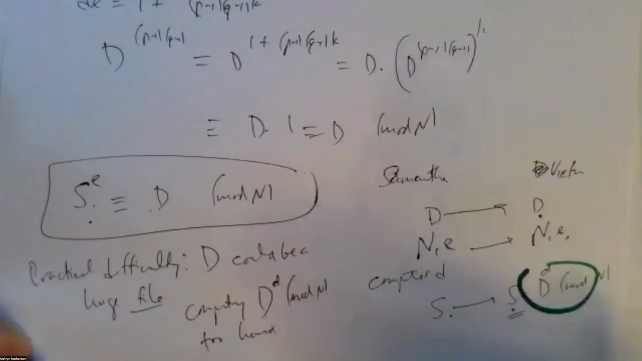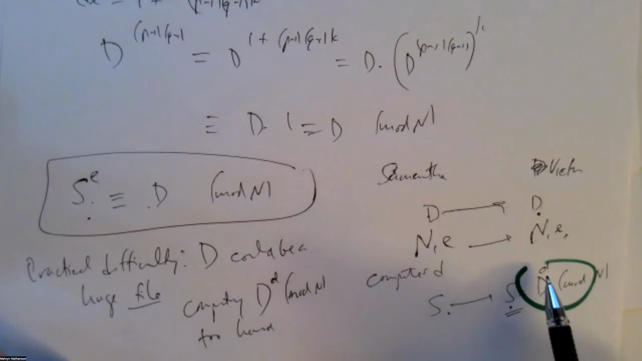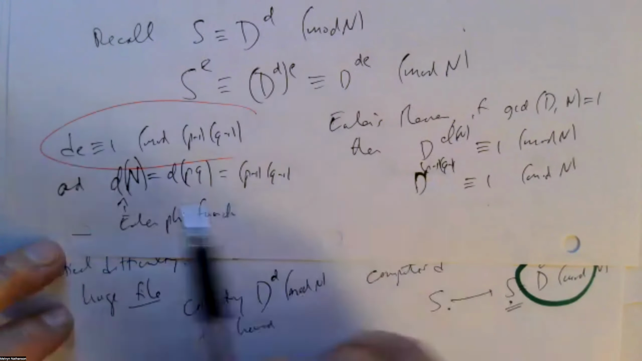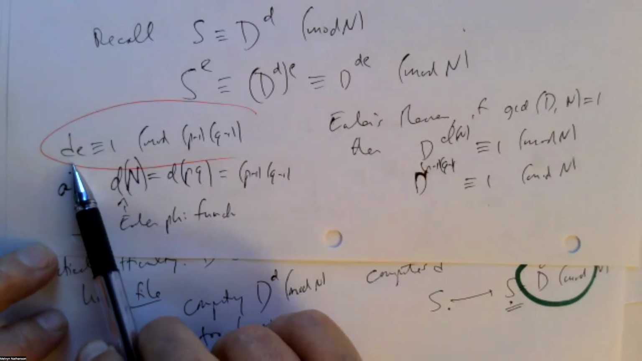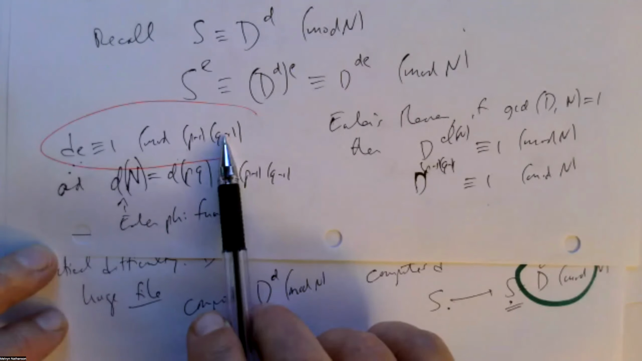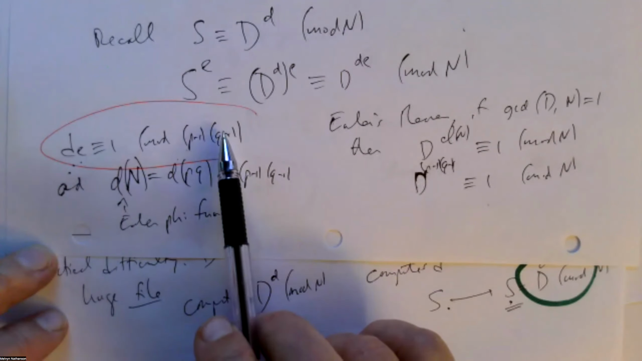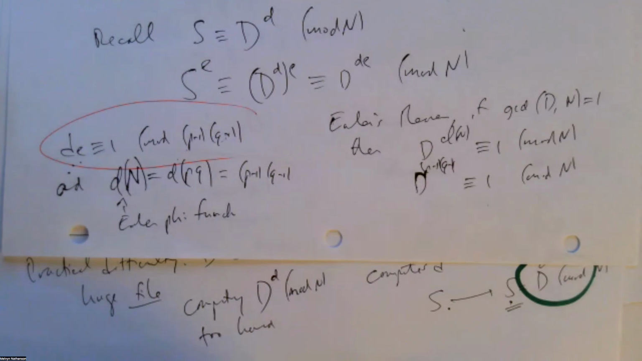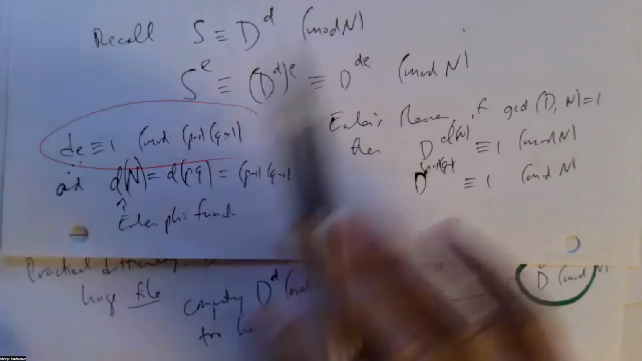So lowercase d is chosen by Samantha? It's not chosen exactly. The lowercase d is a solution to the congruence d times e is congruent to 1 mod p minus 1 q minus 1. So Samantha knows this. She knows the modulus. She knows E. She has to solve this congruence. And the solution of this congruence is the number d. And only Samantha knows that. Nobody else does. Thank you.